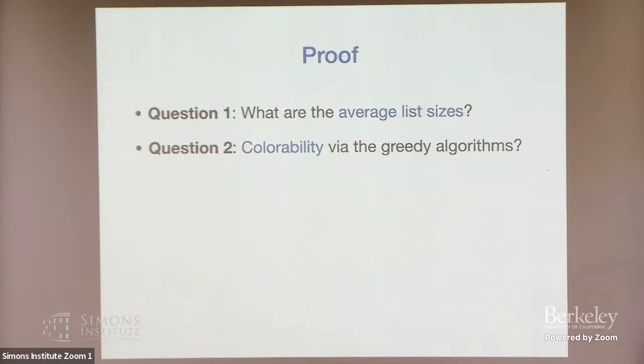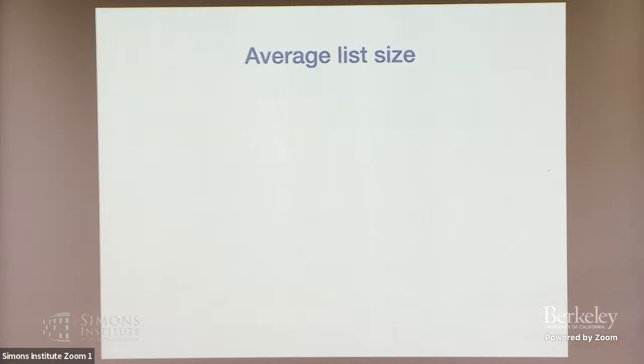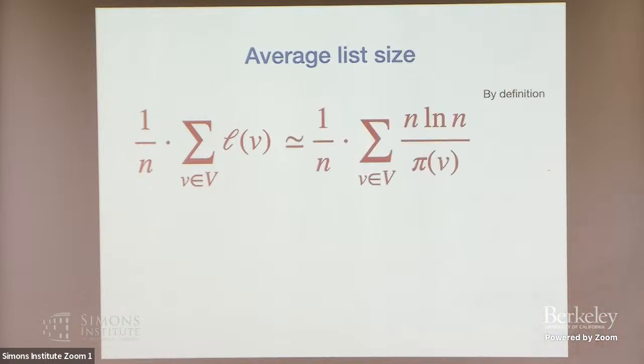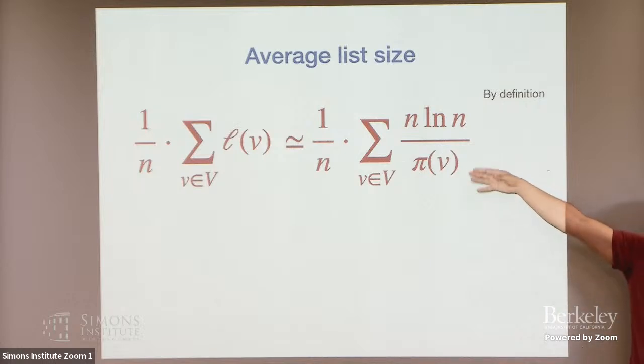What are the average list sizes? Why can you color the graph? Okay, let's do the first part. Average list sizes are this quantity. Go over all the vertices, sum up L_v. Well, this is by definition. This is the definition of L_v: n log n divided by pi_v.